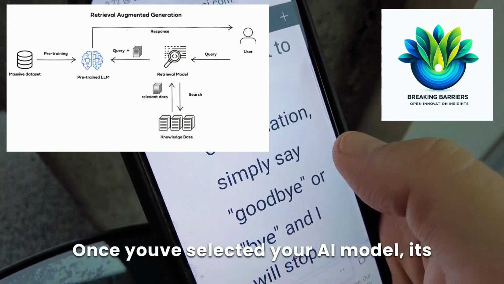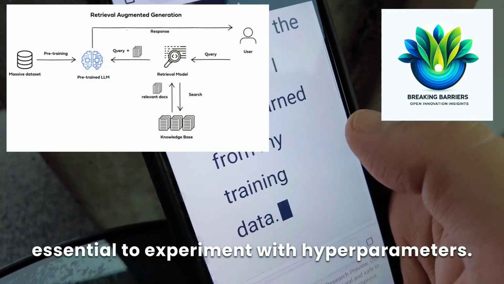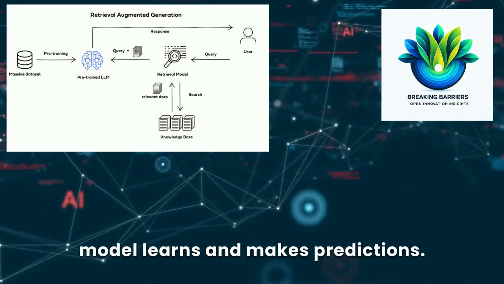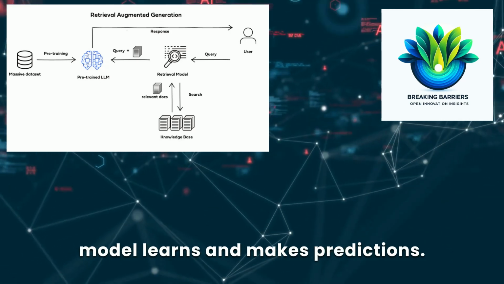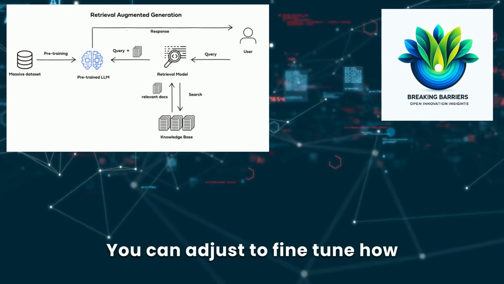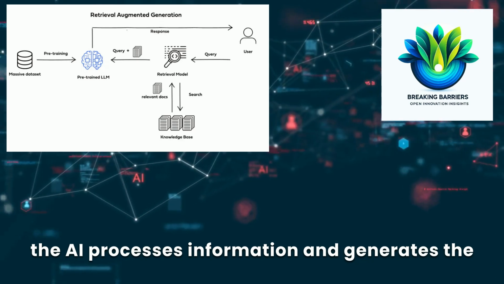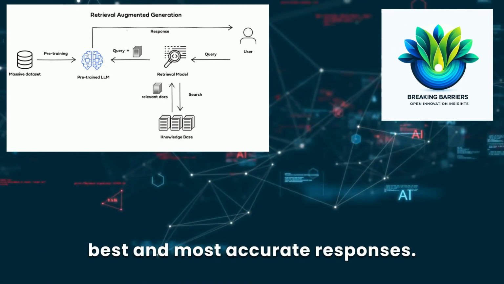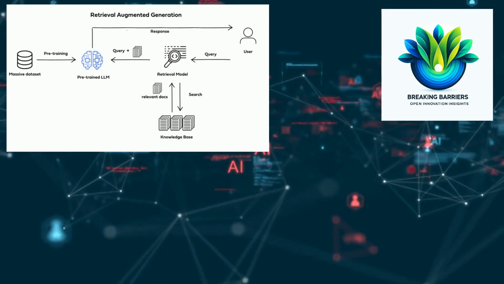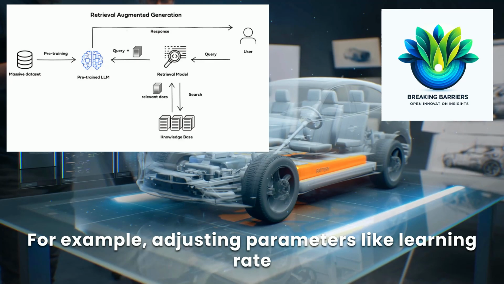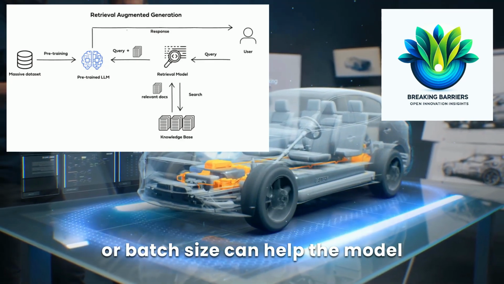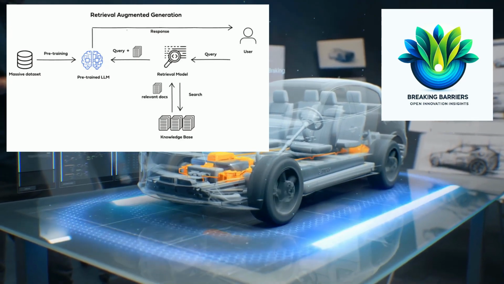Once you've selected your AI model, it's essential to experiment with hyperparameters. These settings control how the model learns and makes predictions. Think of them like dials. You can adjust to fine-tune how the AI processes information and generates the best and most accurate responses. For example, adjusting parameters like learning rate or batch size can help the model perform better in different scenarios.